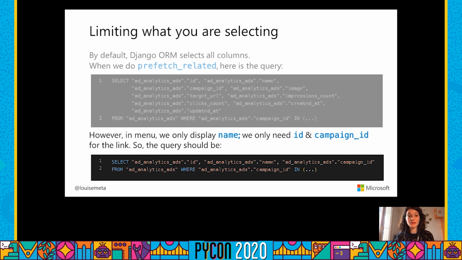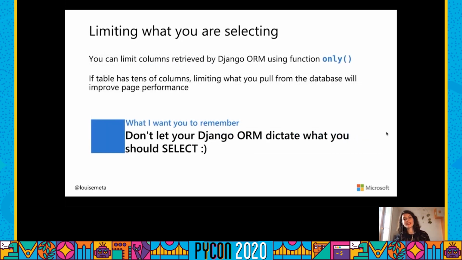When you look at my menu, what I'm actually displaying is the name, and I have a link with only the ID and campaign ID. So the query that I should be executing should be something like select ID, name, campaign ID, where, but I should not be selecting all the columns. So Django provides a tool or a function called only that helps you limit the columns that you are selecting.